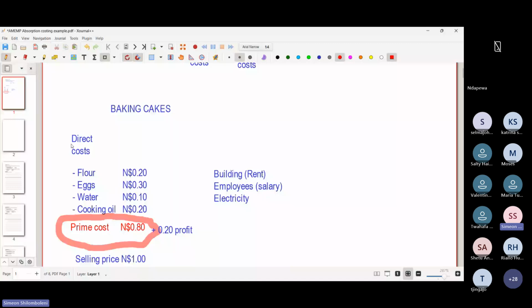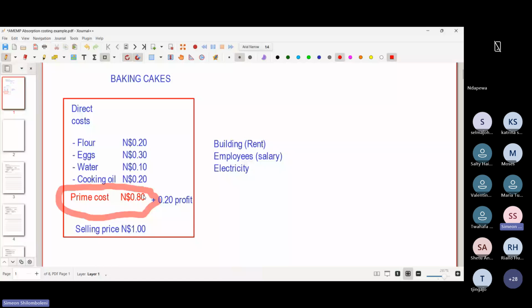Because when you understand what will be the problem there, that's where you will start understanding absorption costing. If you only do this and you say, I'm going to sell it for $1 because my costs are only flour, eggs, water, oil, and then I add my 20 cents profit, what is the problem if you sell it for $1? Someone? The profit won't cover all the costs because we didn't include the indirect costs. Perfect. That is very, very perfect.